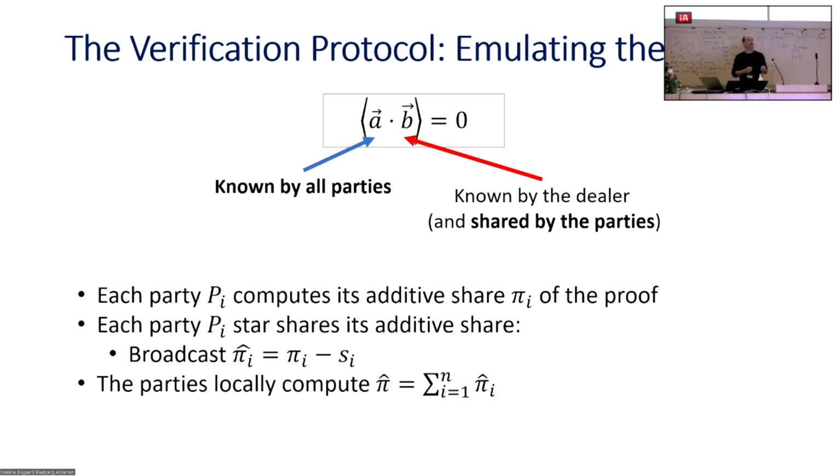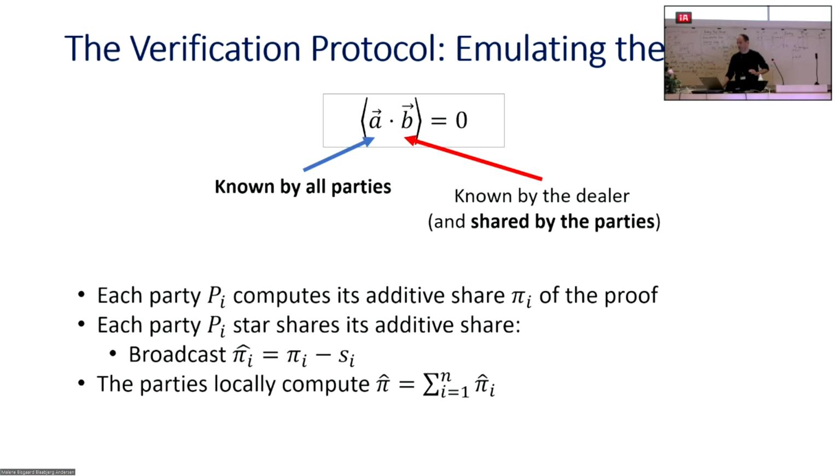So now, once each party locally computes an additive share of the proof, it can simply star share its additive share to the other parties by broadcasting a masked version of its additive share, and then the parties can simply locally add all the masked additive shares. This means that now each party knows the masked proof, and since the dealer gives all the masks to these additive shares, the dealer knows the masks. So this is basically what we need, and therefore we can emulate the distributed zero-knowledge proof protocol and obtain what we need.